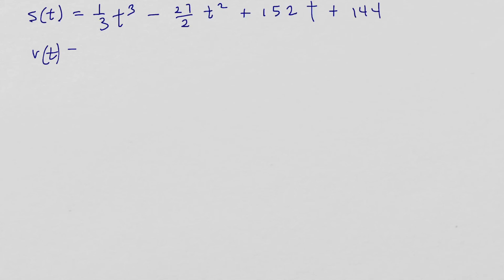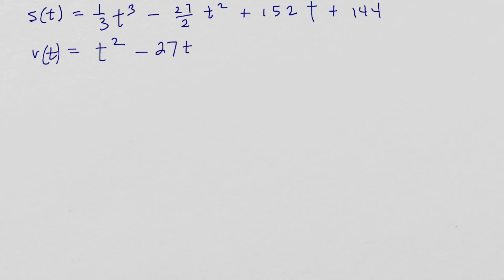Now please don't use a calculator for multiplying 3 times 1/3. Because if you ever have a quiz without a calculator, then you're not going to know how to do basic math. So 3 times 1/3 is 1. So this is 1 in the front. Drop my power down by 1. So I've got t squared. And then I've got 2 times 27 over 2. So the 2's cancel. So that's minus 27.